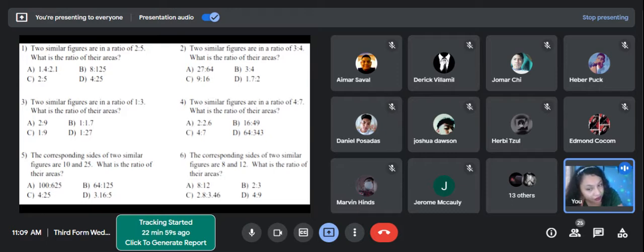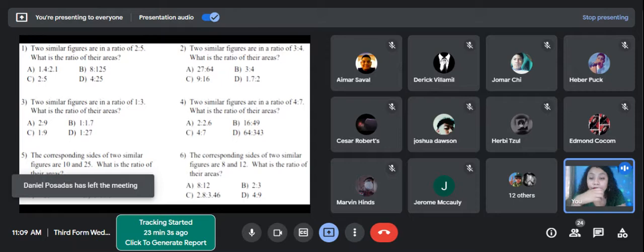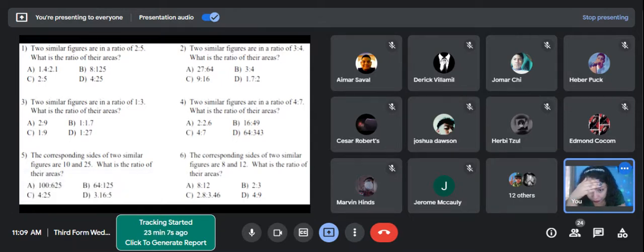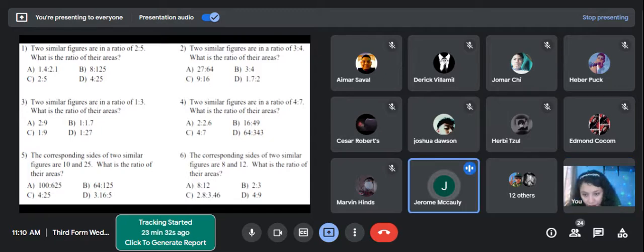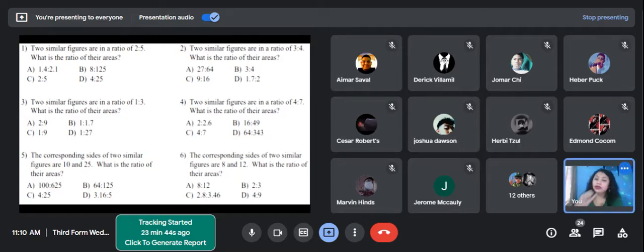And for the last one, number 6, you have 8 and 12. It says the corresponding sides of two similar figures are 8 and 12. What is the ratio of the areas? What is 8 times 8? 64. And what is 12 times 12? 144. It should be 64 to 144, but I don't see that answer there. For number 6, you just write the answer because I don't see it in the multiple choice. I will have to check that one.